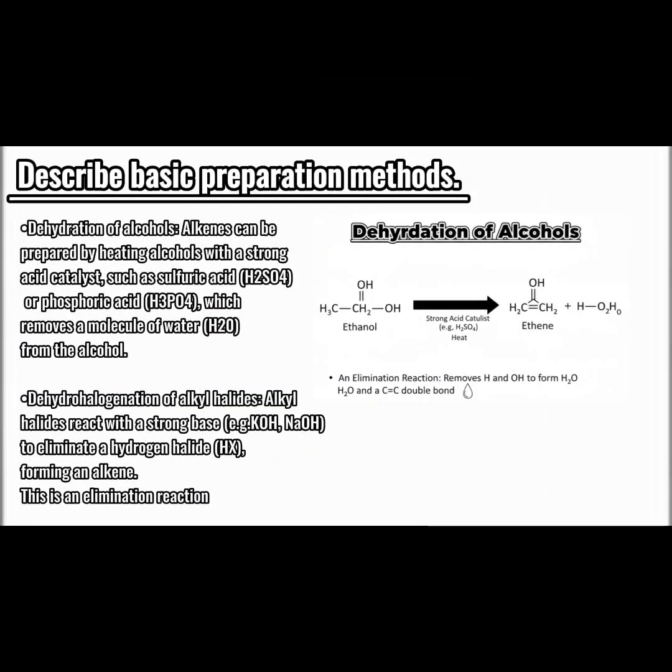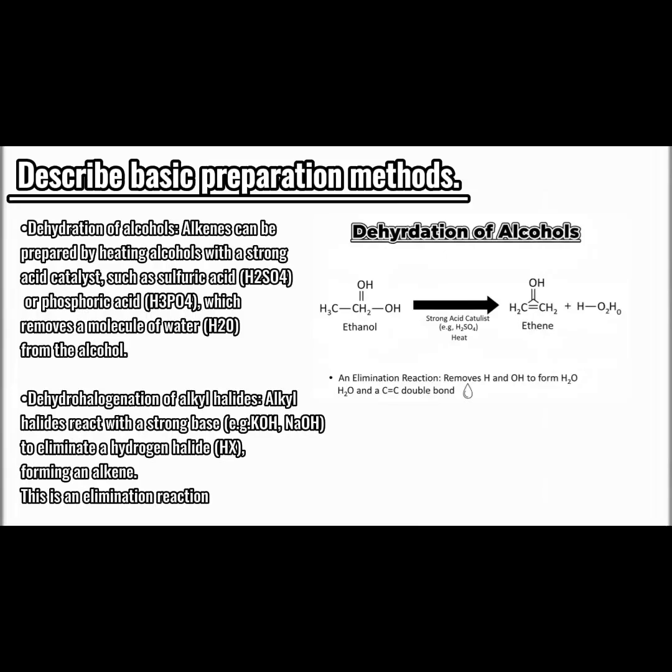Since alkenes are so important, let's look at the two basic laboratory methods used to prepare them, both relying on the elimination reaction. The first method is dehydration of alcohols. Dehydration simply means removing water. We take an alcohol like ethanol and heat it with a strong acid catalyst, such as sulfuric acid. The acid helps to remove a molecule of water from the alcohol. As shown here, the elimination of H and OH from adjacent carbons creates a double bond, giving us ethene.